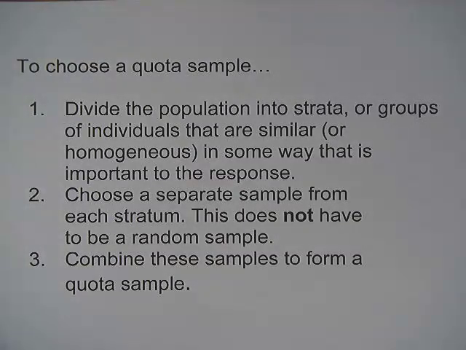So, to choose a quota sample, the first thing you're going to do is divide the population into strata. Strata are groups of individuals that are similar or homogeneous in some way that is important to the response. Okay, after your population is split up, then you are going to choose a separate sample from each stratum, stratum being the singular of strata. Now, this does not have to be a random sample. Okay, then the last thing is you're going to combine these samples from step 2 to form your quota sample.